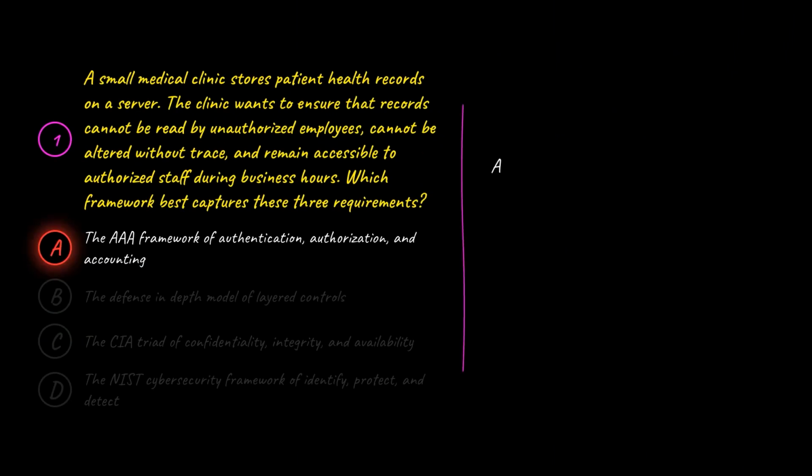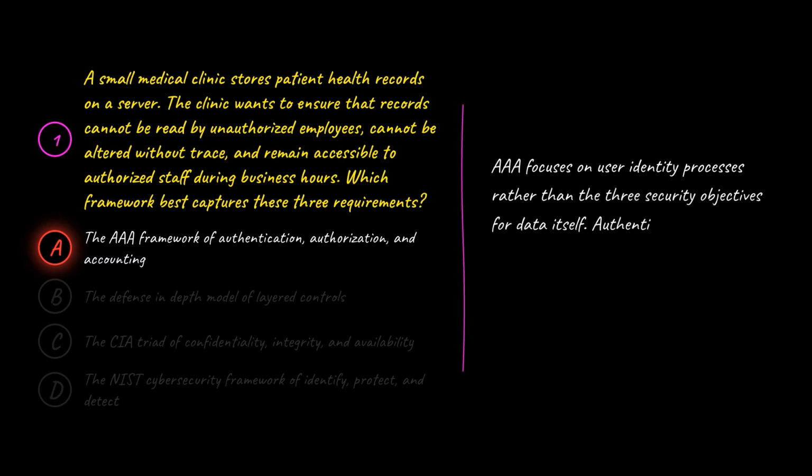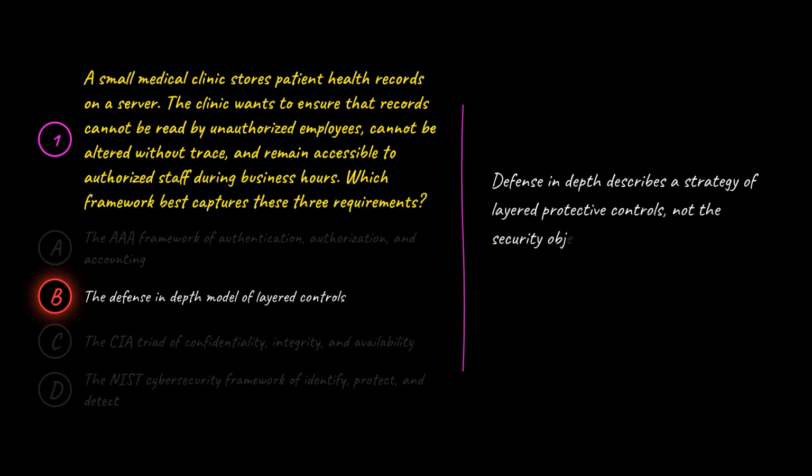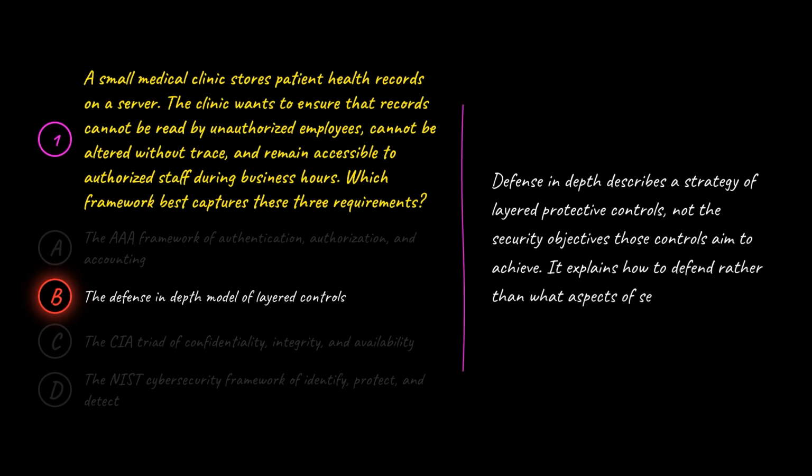A is wrong because AAA focuses on user identity processes rather than the three security objectives for data itself. Authentication, authorization, and accounting describe how access is controlled and logged, not what is being protected. B is wrong because defense in-depth describes a strategy of layered protective controls, not the security objectives those controls aim to achieve. It explains how to defend rather than what aspects of security to defend.